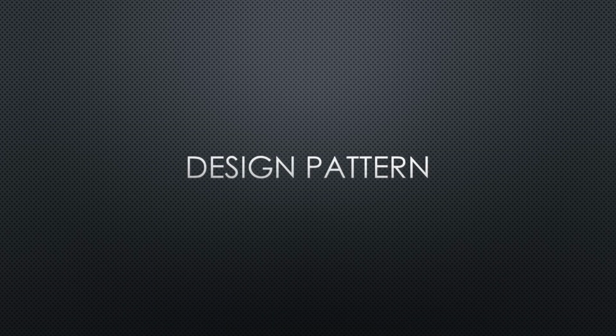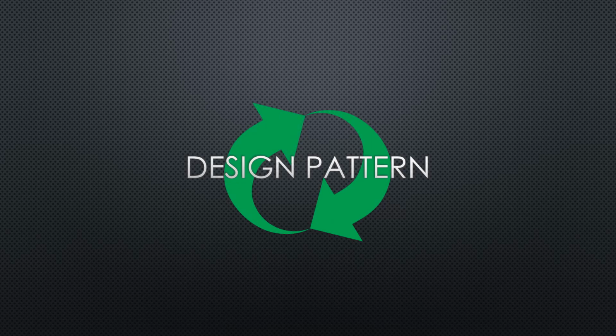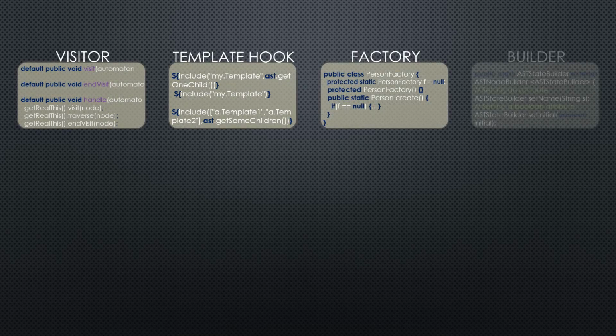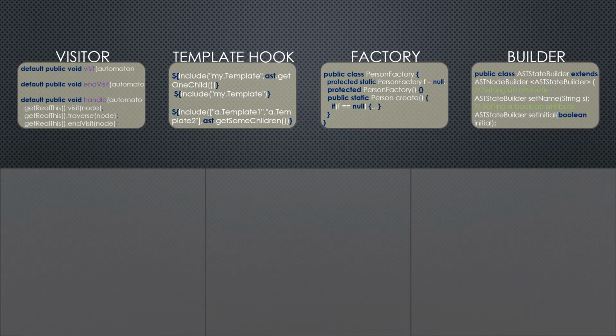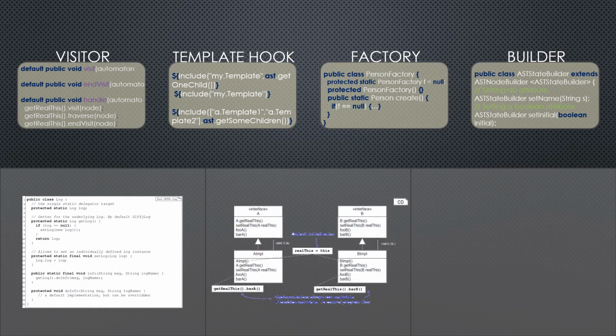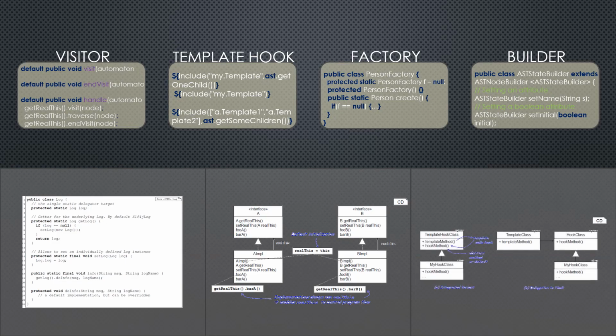Design patterns provide reusable solutions to commonly occurring problems. MontiCore, of course, also uses various standard design patterns such as visitors, template hooks, factories and builders. Some of the heavily used design patterns have been substantially adapted or were even newly created. In this video I want to focus on 3 of those design patterns: the static delegator design pattern, the RealThis object composition pattern, and the template hook pattern.